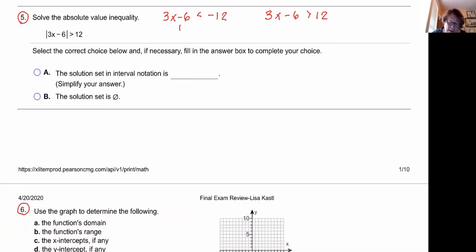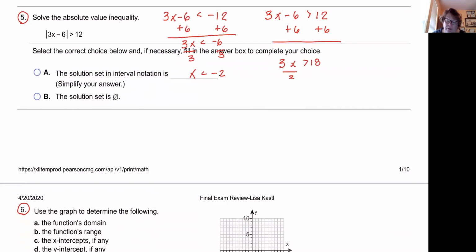So I'm going to add 6 to both sides of this first inequality. And I get 3x is less than -6. And then divide by 3. And I get x is less than -2. Now I'm going to solve the other one. I'm going to add 6 to both sides. I get 3x is greater than 18. I divide both sides by 3, and I get x is greater than 6.